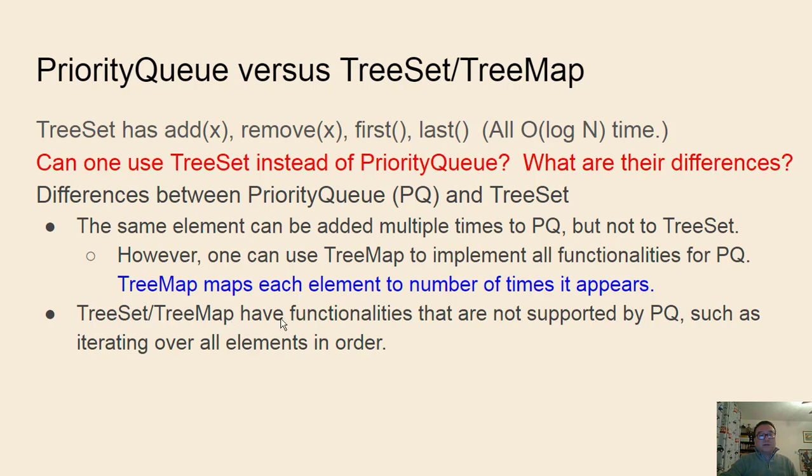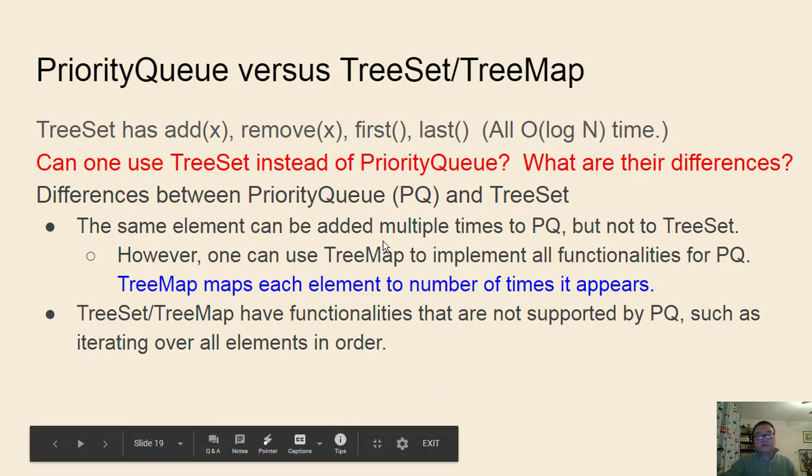Also, TreeSet and TreeMap have functionality that is not supported by priority queue. For example, you can iterate over all elements in the set in order. In a priority queue, you cannot. In a priority queue, you can only take the min or the max, and the only way to get the next one is to delete this element. Then you get the next max. So if you want to traverse the things in a priority queue in order, you have to take everything out. In the TreeSet, you can iterate through them without taking things out.